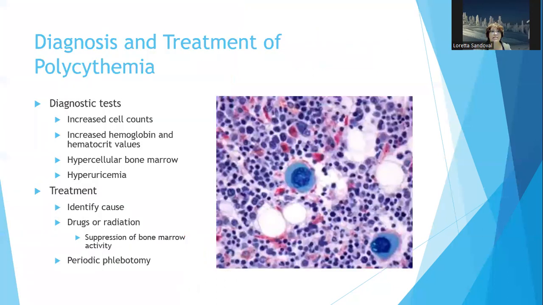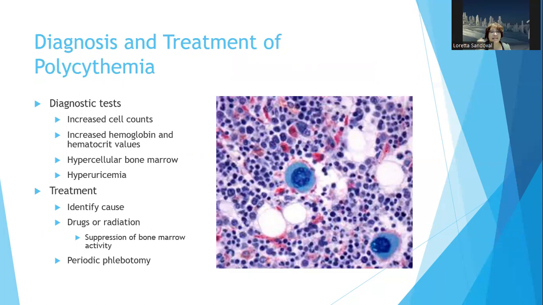When you're looking at diagnosis, all cell counts are increased. You get increased hemoglobin and hematocrit because you have more cells in the blood. Hematocrit is the percentage of cells in the blood. Makes sense. More hemoglobin because you have more red blood cells.